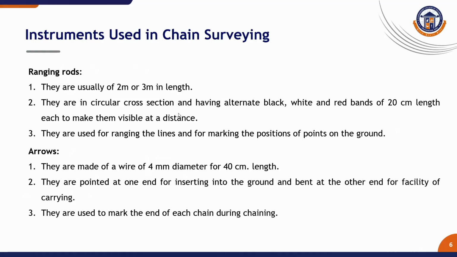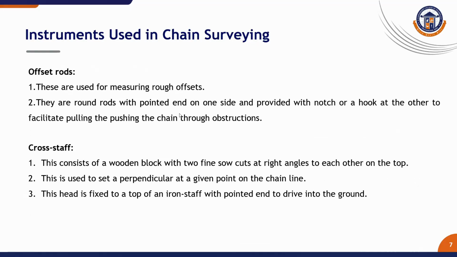The other essential tools include the offset rod, similar to the ranging rod, but used specifically for measuring short offsets to the chain line. Then we have the cross staff, a simple but ingenious instrument. It consists of a wooden head with two fine saw cuts at right angles. Mounted on an iron staff, it is used to set a perfect perpendicular to the chain line from a given point, which is crucial for taking offsets.